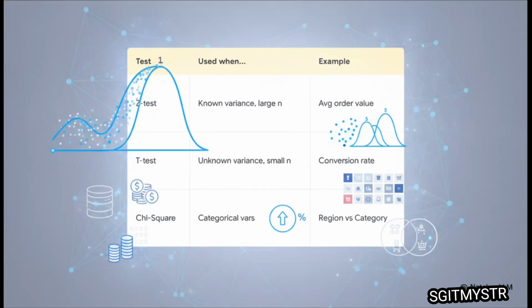And you can think of this matrix right here as your ultimate testing cheat sheet. You use a z-test when you have big data and a known variance, like comparing average order values to a massive historical baseline. You pivot to a t-test for smaller cohorts where that variance is unknown. And you use a chi-square test when you're mapping categorical things, like trying to see if there's a real link between a customer's geographic region and the type of product they buy.